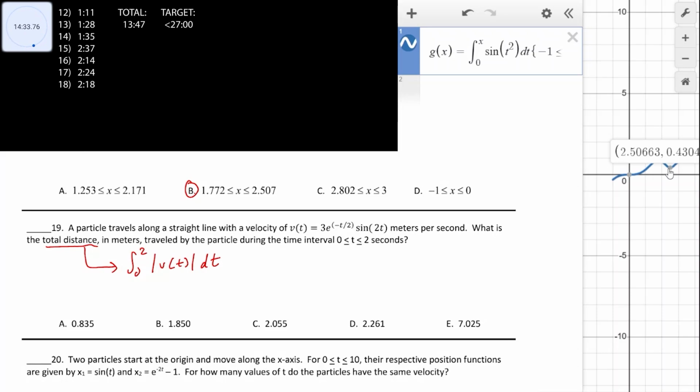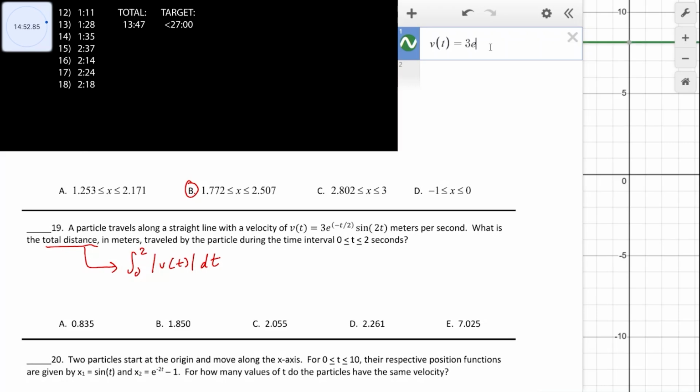So we want to count all the steps as positive. That's why we have those absolute value bars here. And now we just need to type that into Desmos. So I have the integral from 0 to 2 of the absolute value of, I need to type in v(t) in there first. Let's get that in there. v(t) equals 3 times e to the power of -t/2 times sine of 2t.